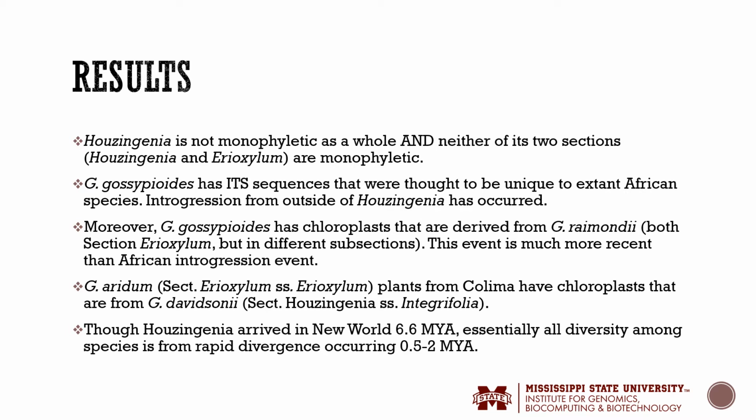Another takeaway from the study was that although the Houzingenia progenitor arrived in the New World 6.6 million years ago, essentially all diversity from D genome species is from rapid divergence occurring 0.5 to 2 million years ago. In other words, D genome speciation wasn't particularly successful until fairly recently.